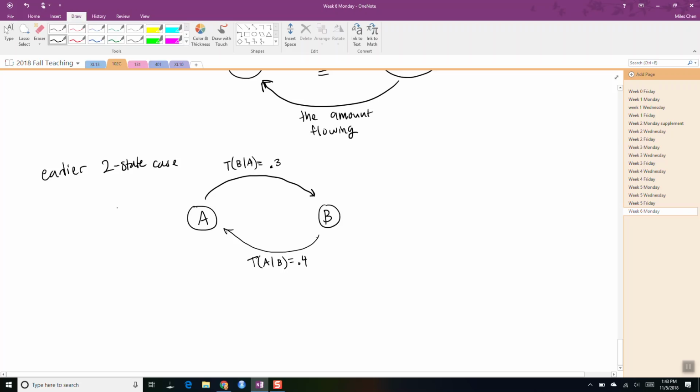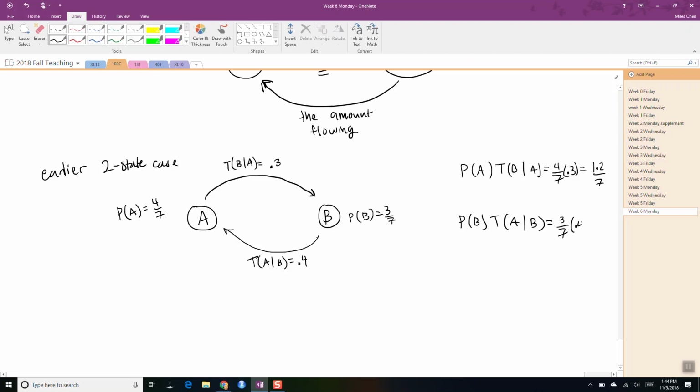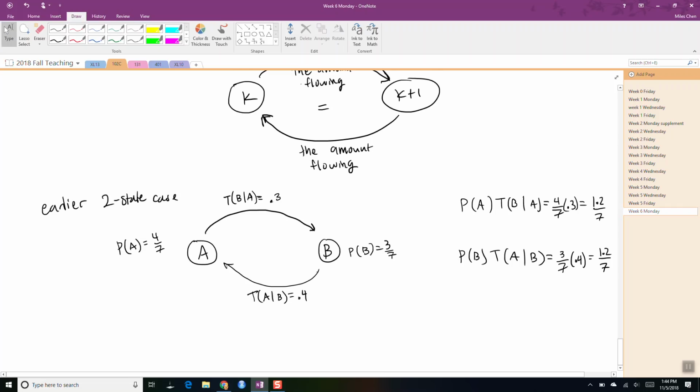And we achieved detailed balance when the probability of being at A was 4/7 and the probability of being at B was 3/7. Okay? And we saw that the probability of A times the transition probability of going from B to A is going to be 4/7 times 0.3, I guess 1.2 over 7. And then the probability of B times the transition probability of A given B would be 3/7 times 0.4. This would also be 1.2 over 7. Okay? And so the amount flowing from A to B is equal to the amount flowing from B to A. So we have detailed balance there, and we're at the stationary distribution.